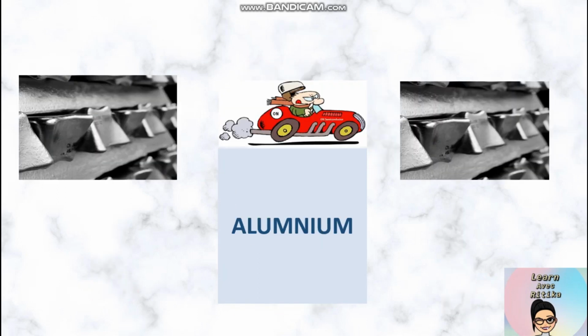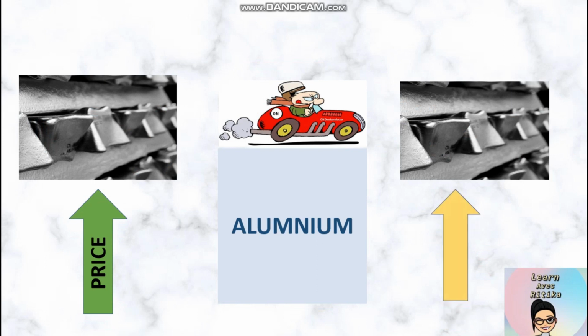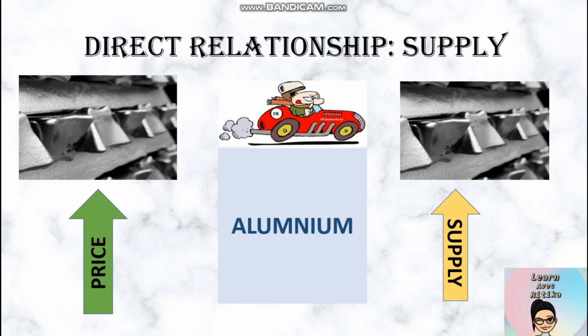Let's take another example. The producer uses aluminium as a raw material in the manufacturing process of a car. He notices that the price of aluminium has increased. Do you think that the supply of this product will increase or decrease? You're right. The quantity supplied will definitely increase because the producer's goal is profit maximization. This shows a direct relationship between price and supply. The higher the price, the more the quantity will be supplied. The lower the price, the lesser quantity will be supplied.